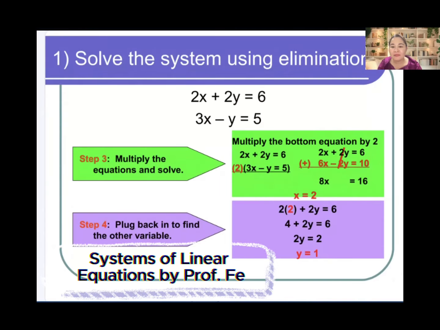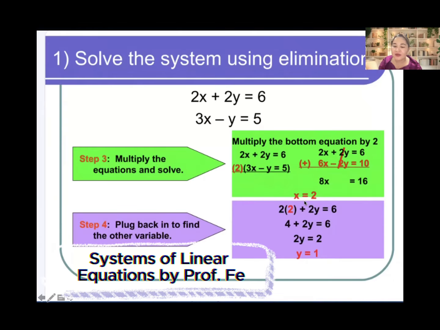Okay, and then we multiply the equation by 2. So we come up with 2x plus 2y equals 6. And the second equation becomes 6x minus 2y equals 10. So you simply eliminate, since when you add, opposite signs become 0. So we can simply eliminate the variable y. So we have x equals 2.